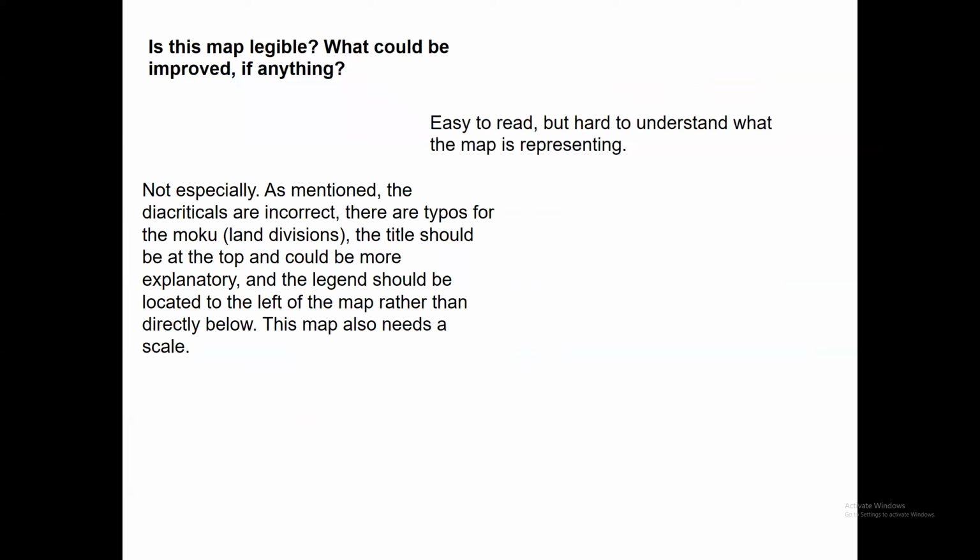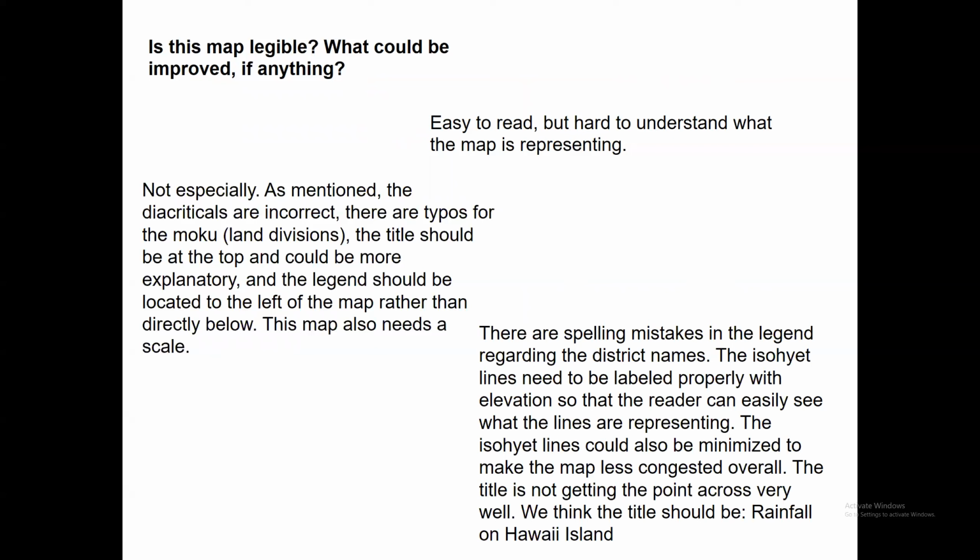There's typos. The title should be at the top. But these critiques are not really legibility critiques. These critiques are more about composition and map elements and such. Again, I think it's legible. It's just not really conveying things in an effective way. There's spelling mistakes. The ISO highlight lines need to be labeled.